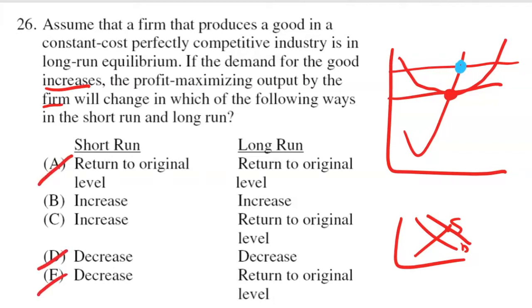And in the long run, remember, what's going to happen? Well, demand increases, firms are making a profit, so there's incentive for other firms to enter the market. So our supply is going to shift to the right, it's going to increase, which brings us back to the original curve, which means in the long run, everything returns to the original level. So C is the correct answer here.